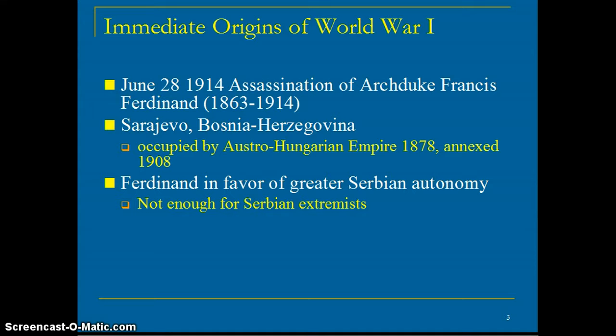Serbia's got friends, they got allies. Russia tells Austria to back down. Austria says, no way, we're in charge. Austria hooks up with their friends Germany. Germany backs up Austria. Russia goes and gets their friends France and England, and then the whole thing gets going.